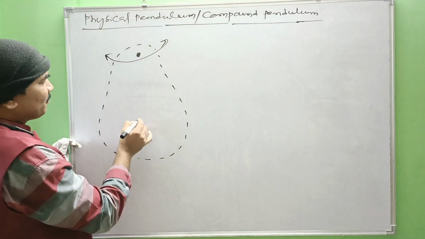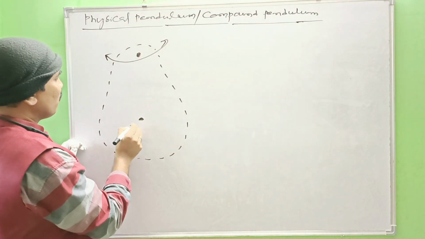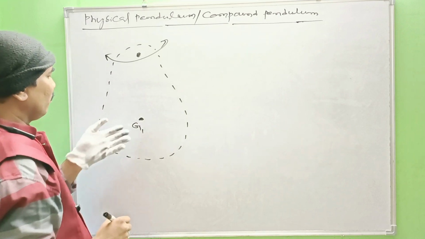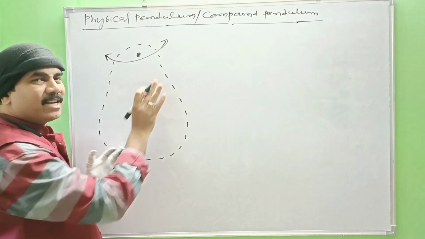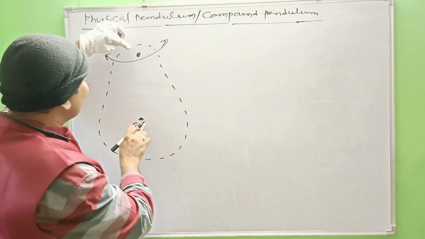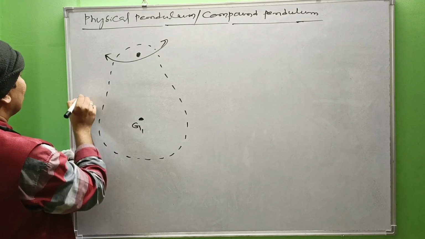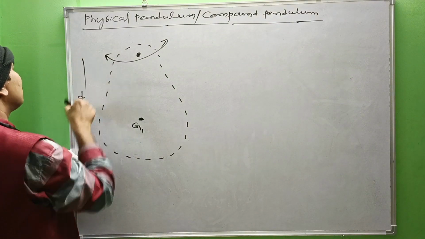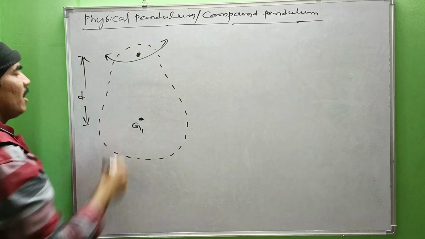Now what is the position of center of gravity? This is the position of the center of gravity, for example, G1, when it is at the mean position, the equilibrium position. Now, what is the distance of center of gravity from the hinged point? That is D. D is the distance of center of gravity from the hinged point, right?